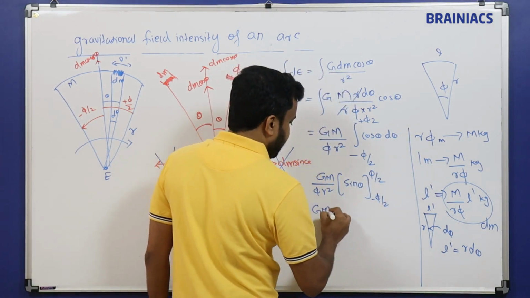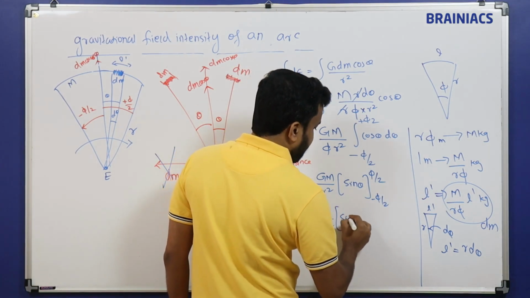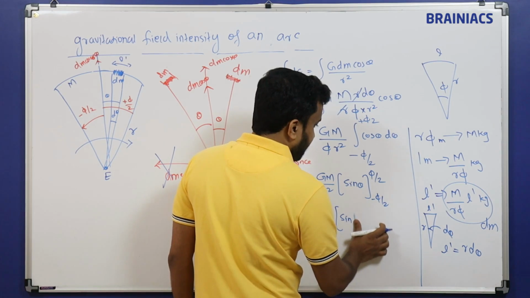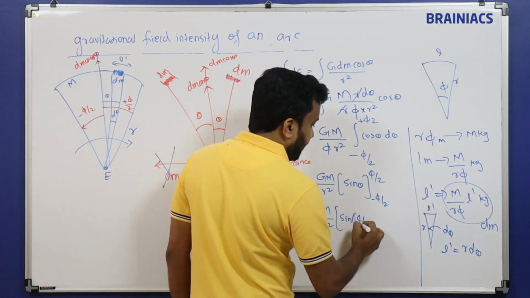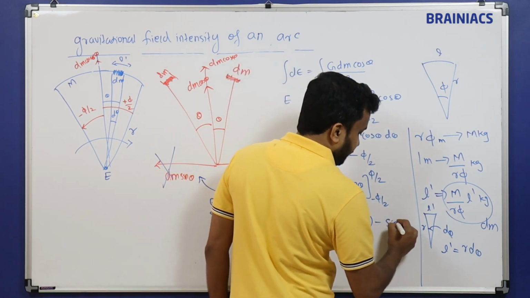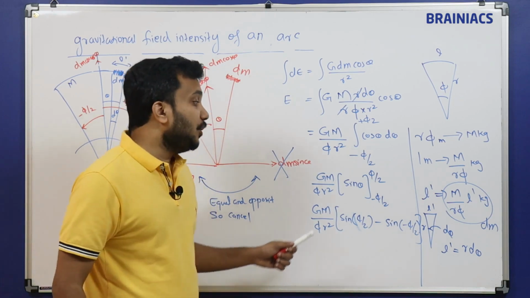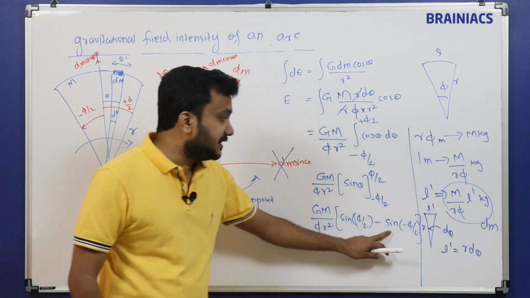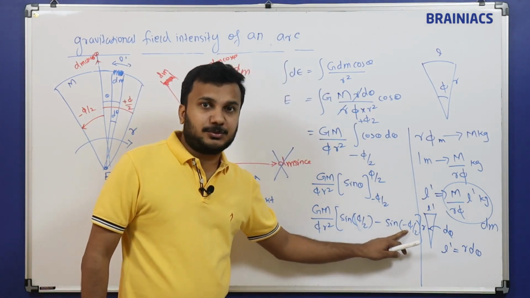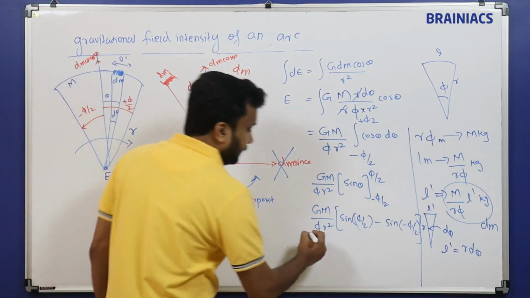So GM divided by φr square into sine of φ by 2 minus sine of minus φ by 2. What is sine of minus θ? Here you can see a minus inside will be there. Sine of minus θ is what? Minus sine θ.